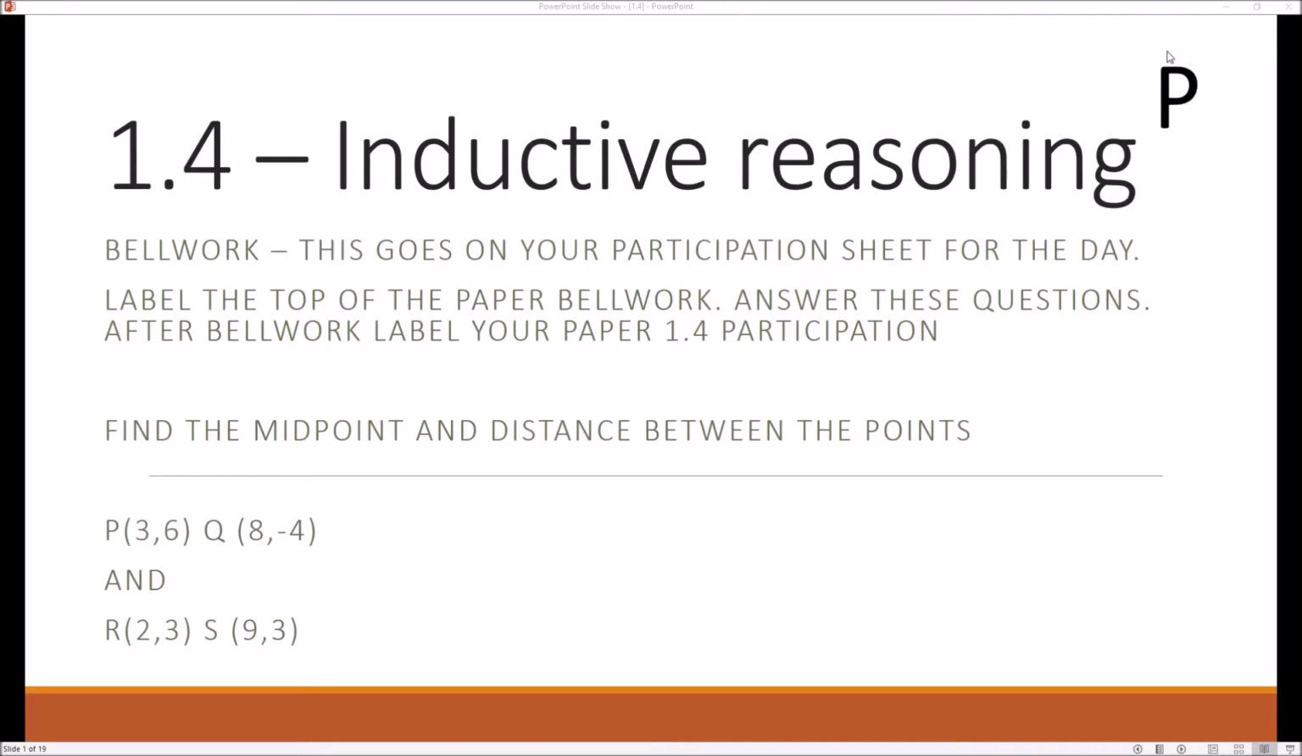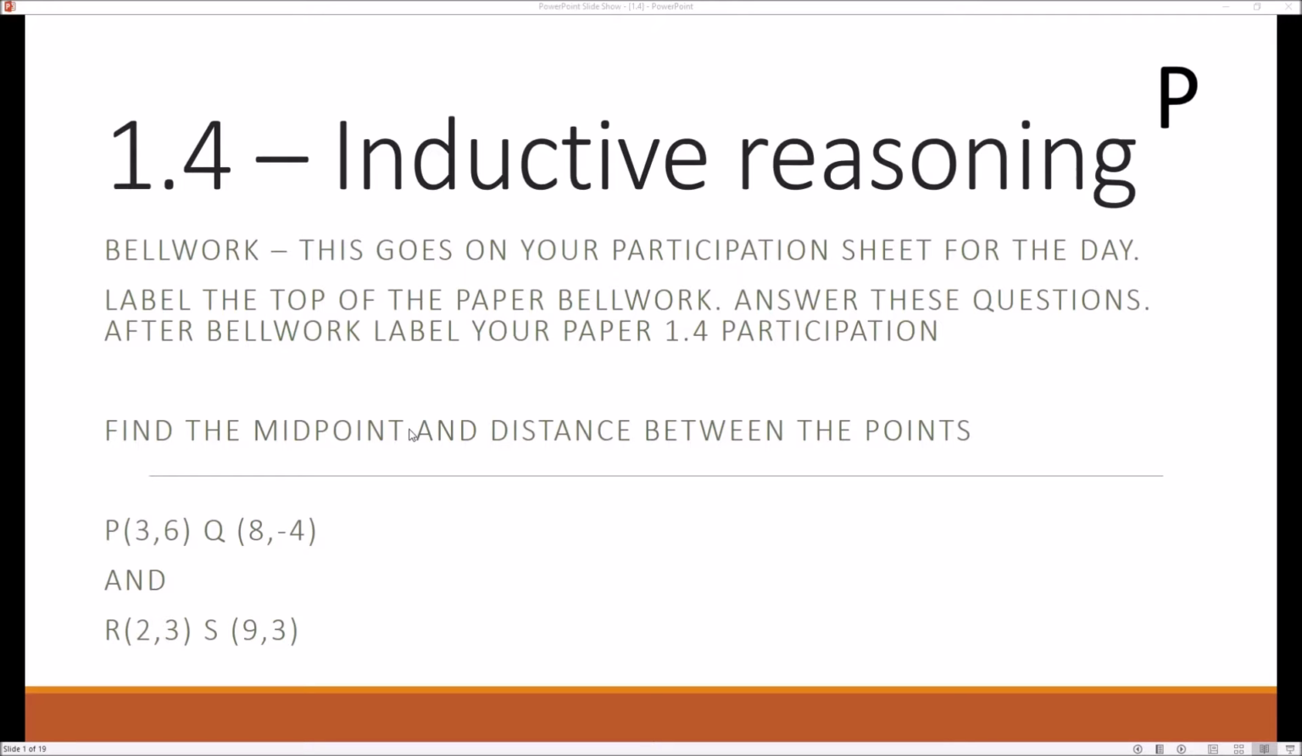and answer these questions where I'm asking you to find the midpoint and distance between the points. So that's the distance formula and the midpoint formula. And then after you answer these on the bell work portion, go ahead underneath that and write participation for 1.4, and then we'll start the lesson. If you need to pause it to get the points, that's fine.